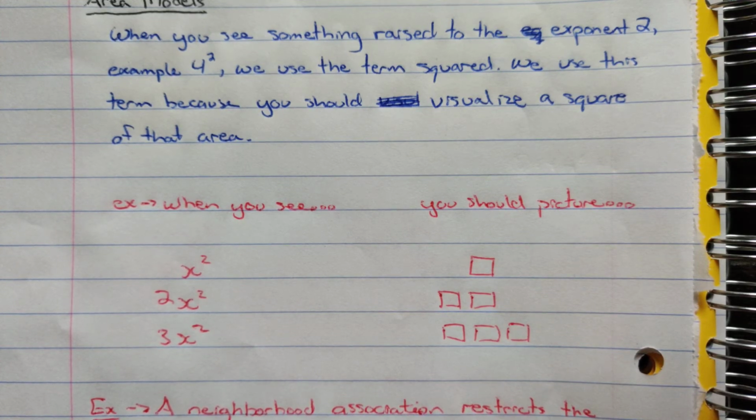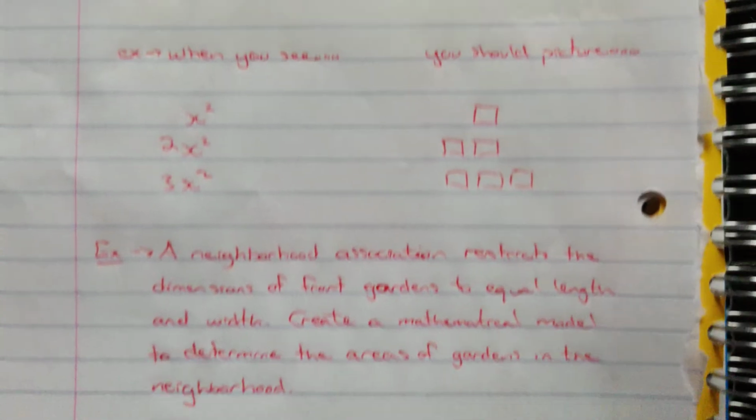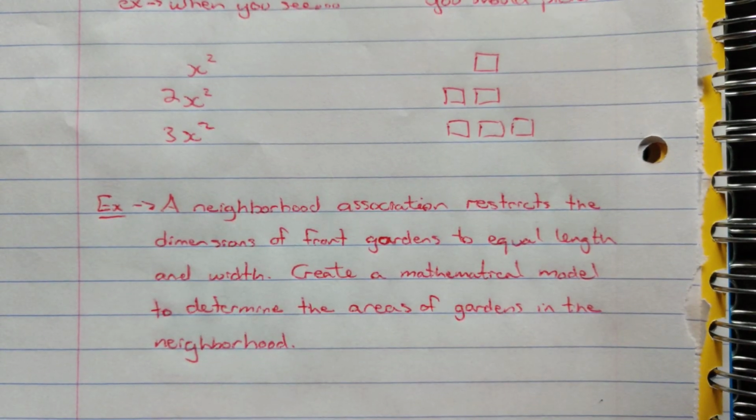A neighborhood association restricts the dimensions of front gardens to equal length and width. And I'll tell you, these neighborhood associations sometimes are a little crazy. This one maybe a little excessive. But they have rules that you have to follow. You have to keep your lawn watered. You can't have dandelions, or your house has to be so far from the curb. You can't have pink fences. Whatever, they make rules. So this one's a little crazy and has a rule where you can only have front gardens that have equal length and width.